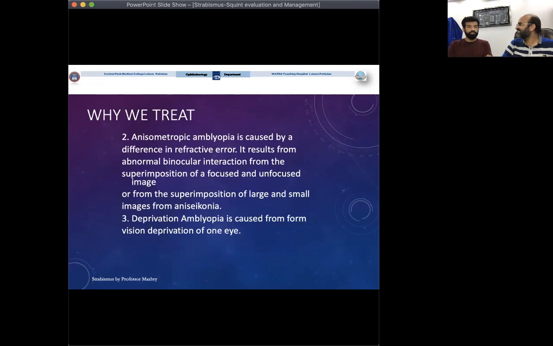So we used to have 3 D's, I think: defocused, deprived, deviated. These are the main 3 reasons of amblyopia: either the eye is defocused, or deprived because of the media opacities or ptosis or something else, or deviated. So if the eye is deviated, that will be strabismic amblyopia.